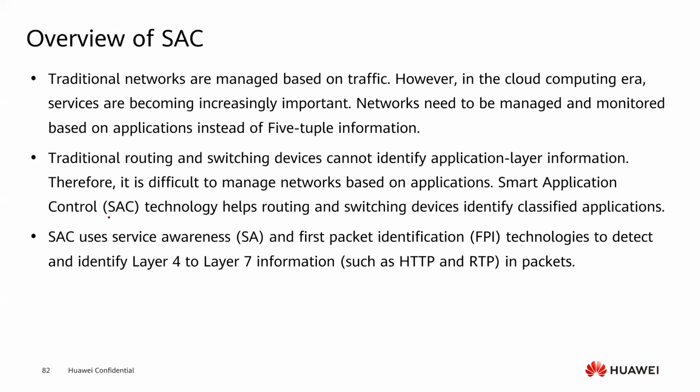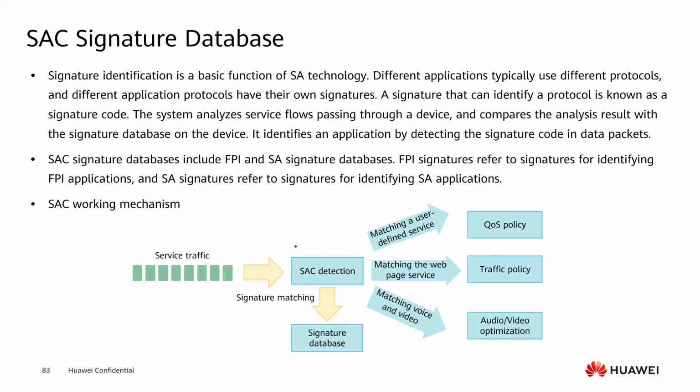So SAC is only for one purpose: trying to classify and recognize the application. With this SAC detection, it will know which kind of service, which kind of application it is. Then they can do different things.